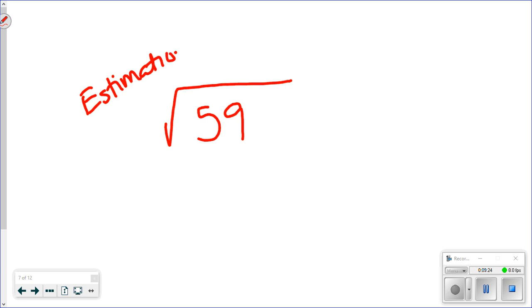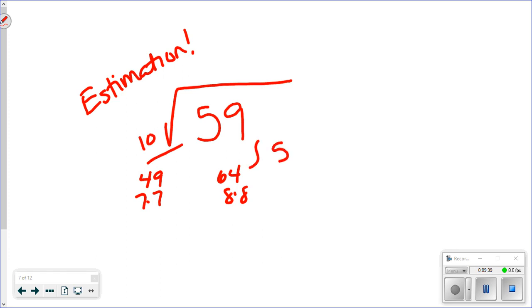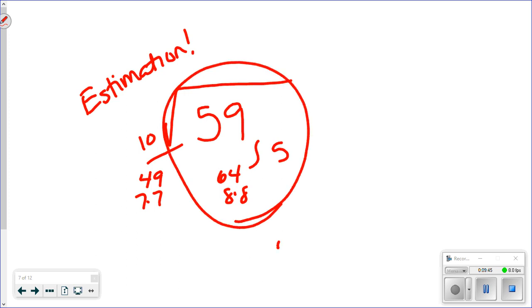So think of your perfect squares around 59. 7 times 7 is 49. I have 64, which is 8 times 8. So what's it closest to? This is 10 away. This is 5 away. So I know that this is closest to here. So I know the square root of 59 is roughly about 8.